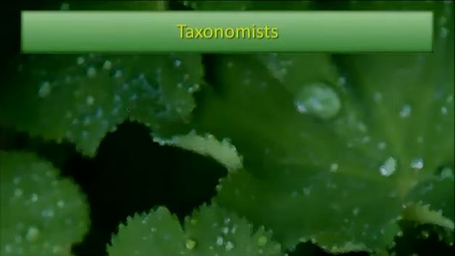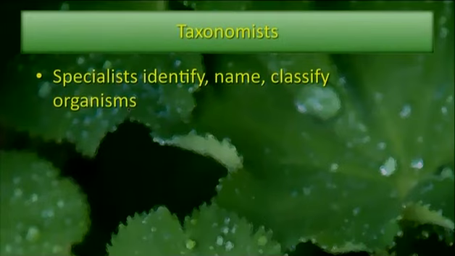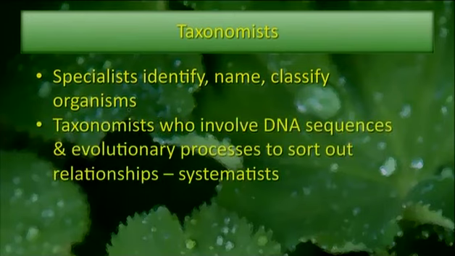Now, taxonomists are specialists who identify, name, and classify organisms. That's their specialty. Taxonomists who also count DNA sequences and evolutionary processes to sort out these relationships are called systematists, which actually involves studying systems.